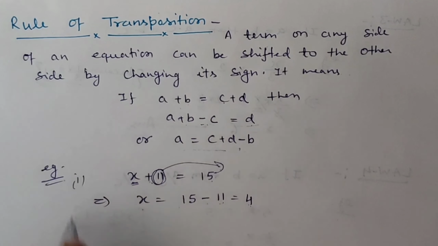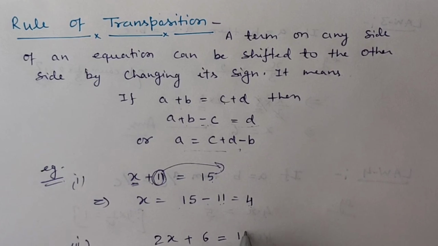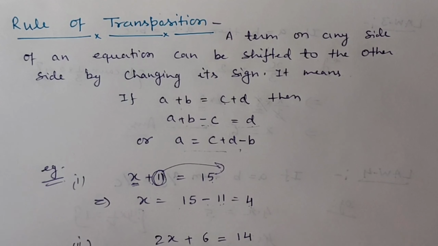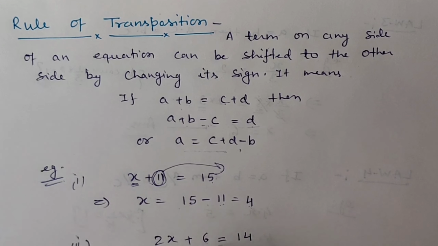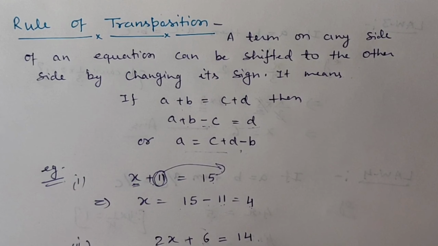Let us understand one more example. Take 2x + 6 = 14. To solve this type of equation, what will you do? First you shift this +6, transpose it. So +6, when you shift it to this side, becomes -6. So you will get 2x = 14 - 6, which is 8. 2x = 8.